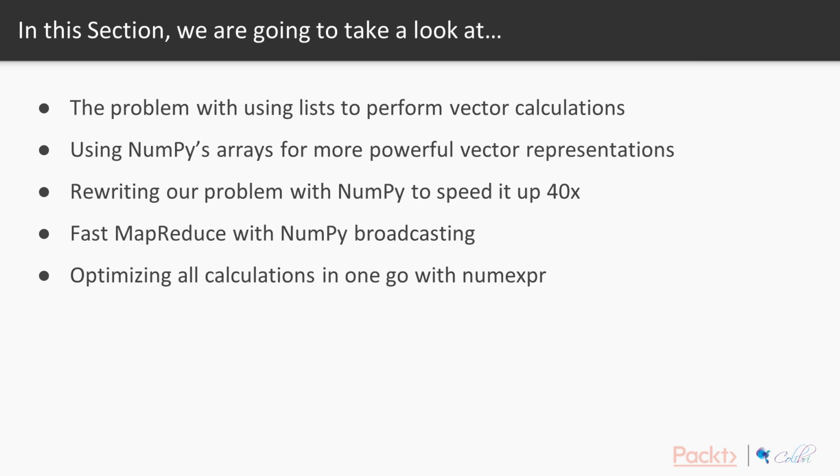Number 1, we're going to talk about the problem of using lists to perform vector calculations. Number 2, we're going to introduce Numpy arrays and how they allow you to do more powerful vector representations. Number 3, rewriting our problem with Numpy to speed up by 40 times, so a very dramatic speed increase. Number 4, fast MapReduce with Numpy broadcasting.